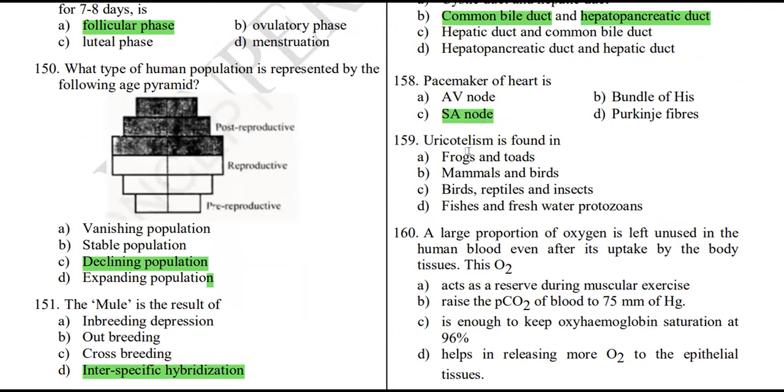Urico. Urico means you have to remember uric acid. We know that ammonia is highly toxic, so ammonia needs a lot of water to be eliminated. So a lot of aquatic animals only eliminate ammonia. Those animals which excrete ammonia are called ammonotelic animals and the process is called ammonotelism. And we human beings are ureotelic. Please don't get confused between ureotelic and uricotelic.